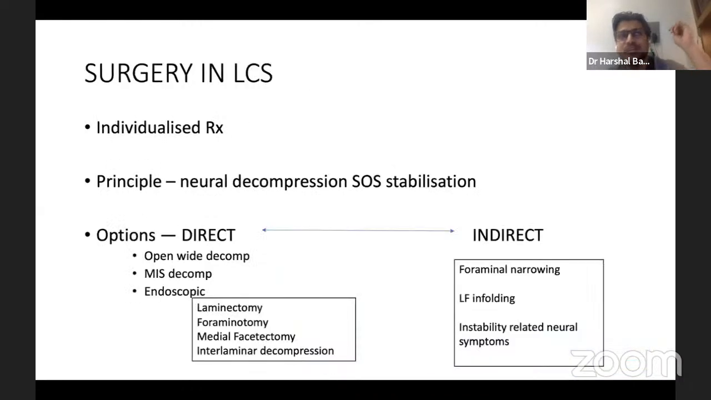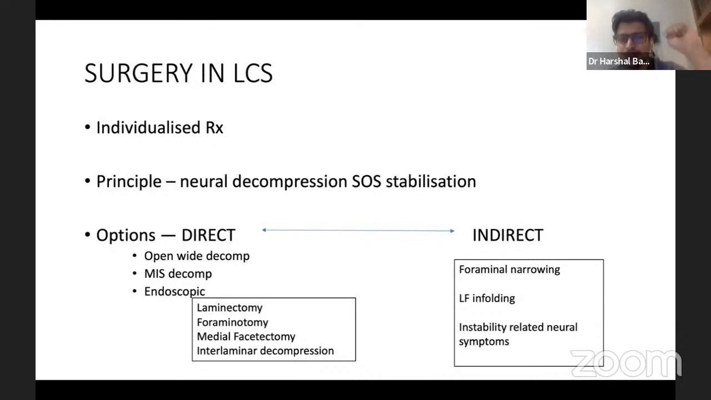What is the role of surgery in lumbar canal stenosis? Largely, most of the trials have reported that the surgical outcome in LCS is much better. But long-term outcomes in all the studies have shown that at the end of the day, there's no clinical significance between the two. But treatment has to be individualized. The principle of surgery is neural decompression, and stabilization in an unstable spine.